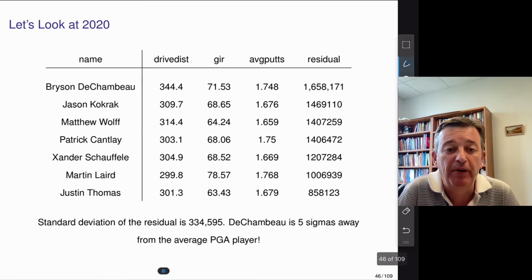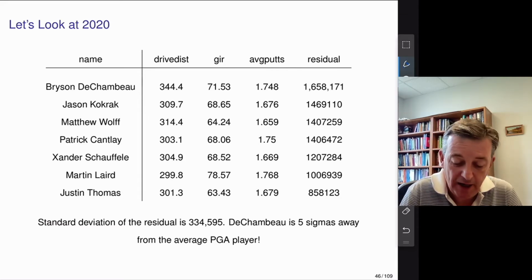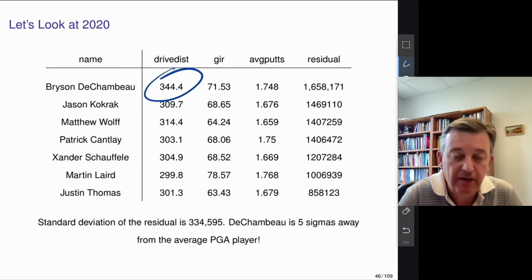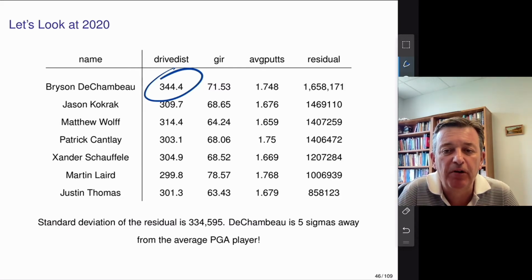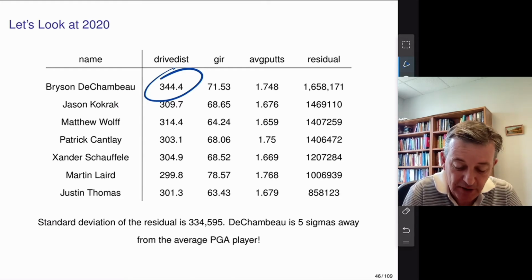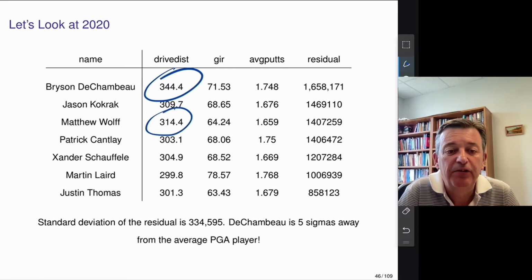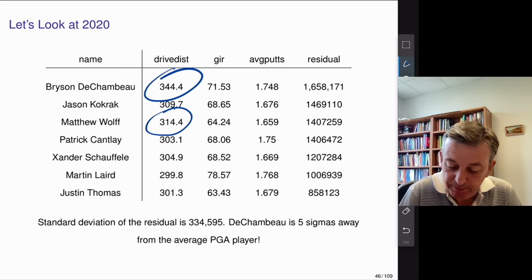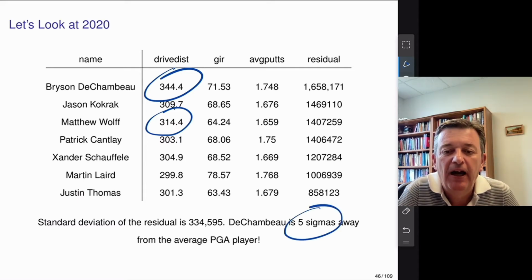Okay, so fast forward all the way up to this year, to 2020, and again there's the incredible performance of Bryson DeChambeau in this small data set. DeChambeau was hitting an average drive of 344 yards. Matthew Wolff is another big, heavy, long hitter at 314. And again, DeChambeau is 5 standard deviations away from the average PGA player. So driving distance was important in 2000, but it's become even more important in 2020.